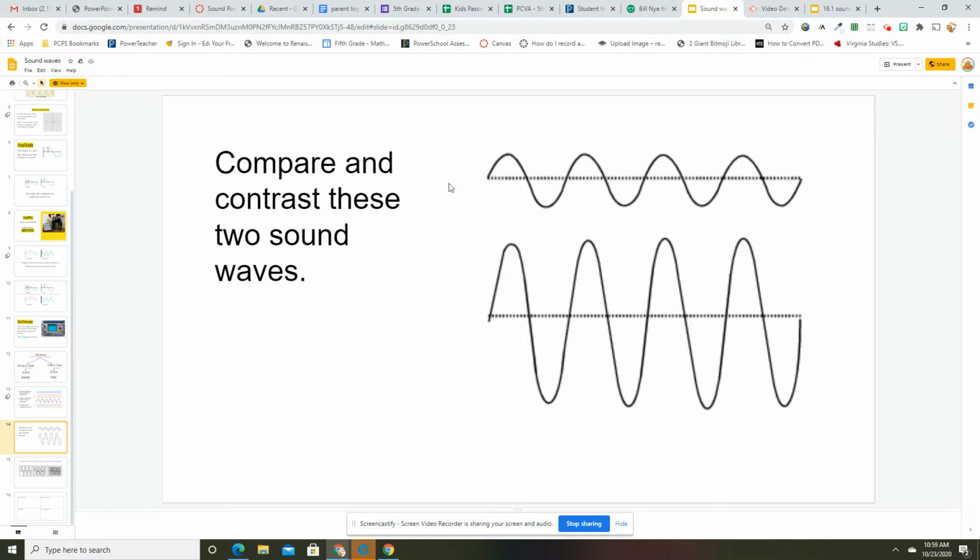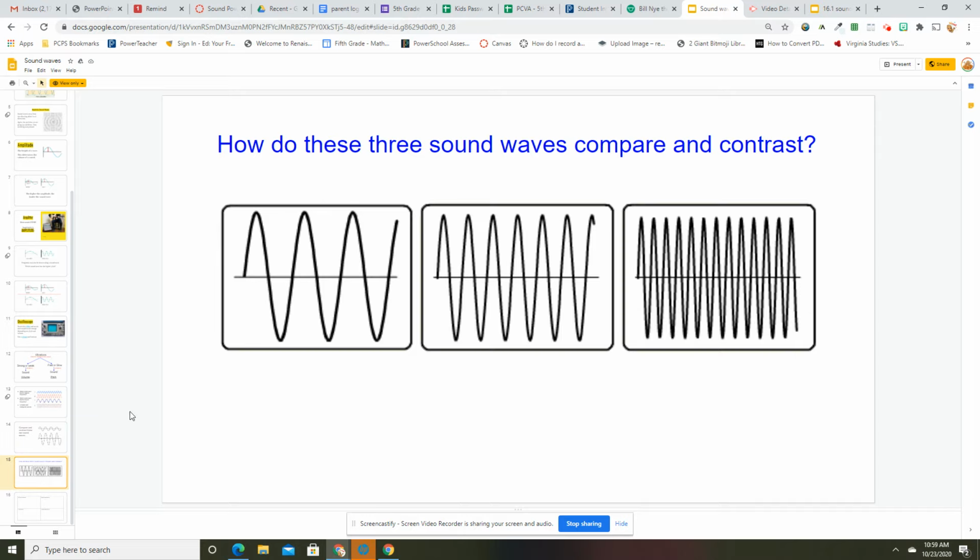Okay, let's look at this. We've got our line in the middle. This one is not as far away from the center line. This one is further away. So this would mean that this line has softer amplitude. The volume of the sound is softer. And this one means that the volume of the sound is louder. I hope I just didn't burst your eardrums.